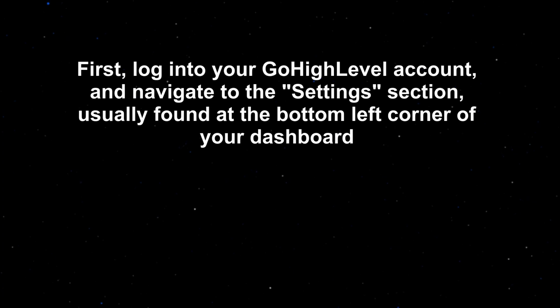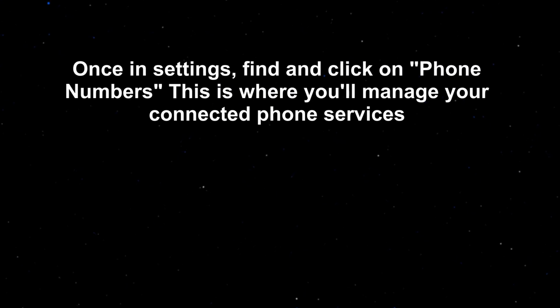Ready to unlock the power of seamless communication inside GoHighLevel? First, log into your GoHighLevel account and navigate to the Settings section, usually found at the bottom left corner of your dashboard. Once in Settings, find and click on Phone Numbers. This is where you'll manage your connected phone services.